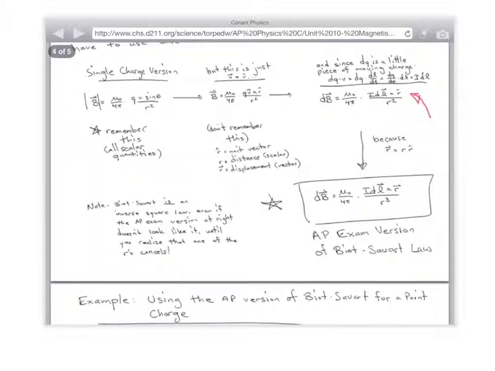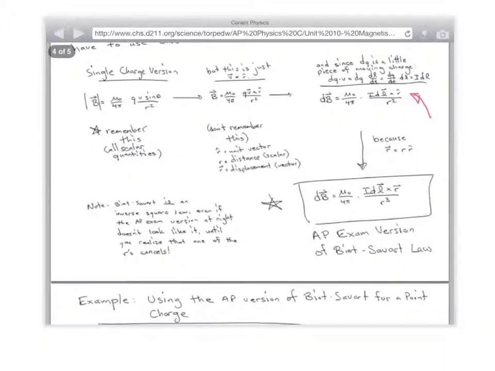No, because now the r is a vector rather than a unit vector. We want it to be over R squared, right? But if you put an R on top, you have to put another R on the bottom to make it R squared. Does that make sense? So one of the R's cancels, so it's over R squared. But this is the version that's on the AP exam. So if you see something over R cubed, don't freak out. It's really over R squared.